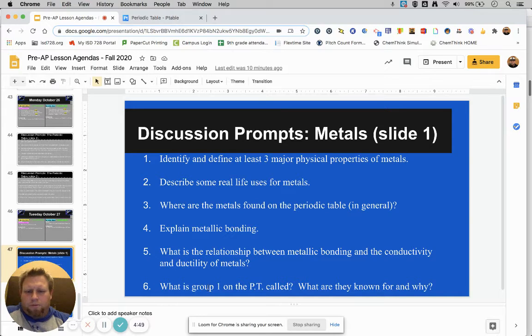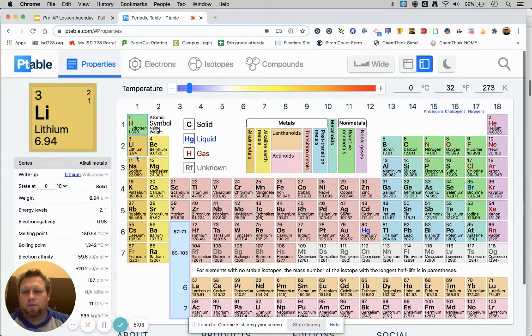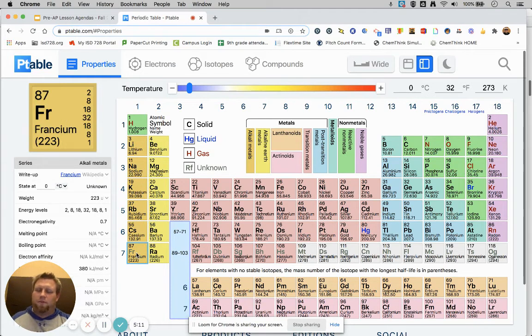All right. Number six, what is group one in the periodic table called, and what are they known for and why? So group one are called the alkali metals. And what they're known for is their reactivity with water. So if we go to the periodic table here, this is group 1 right here. It does not include hydrogen, technically. It's these metals: lithium, sodium, potassium, rubidium, cesium, and francium.